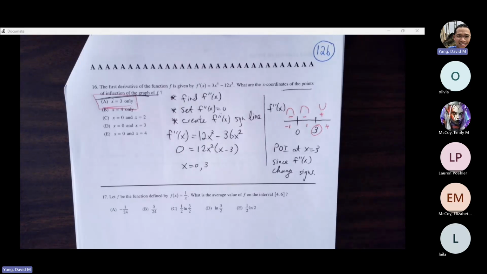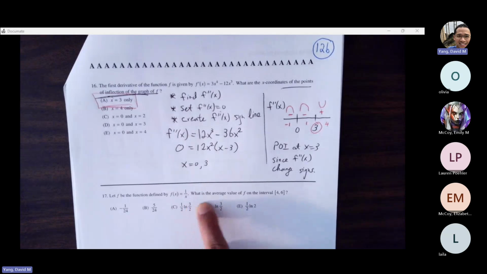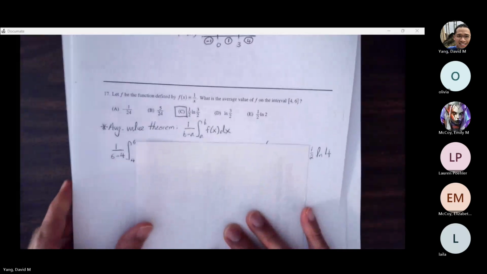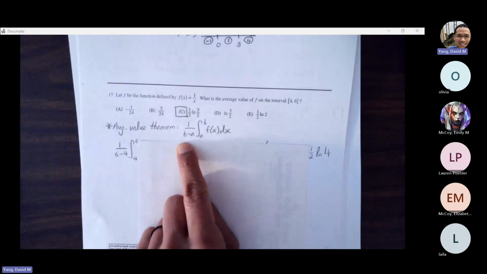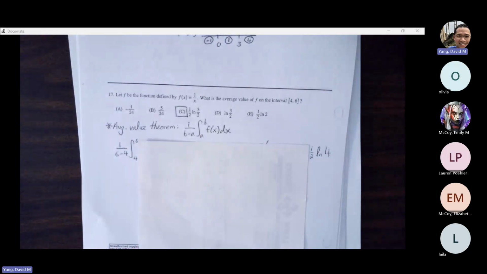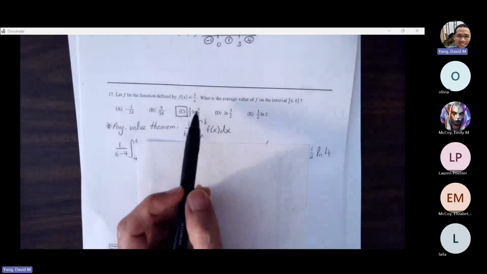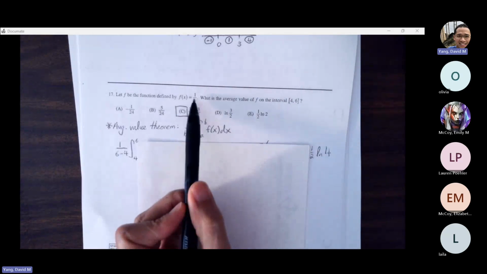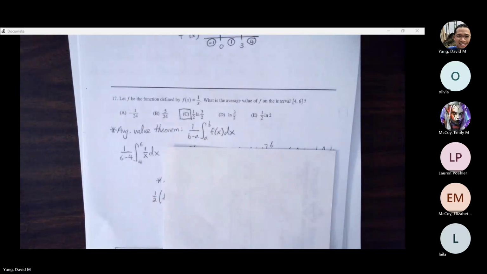Seventeen. Let f be the function defined by y equals 1 over x. What is the average value? So average value, we should be connecting that with average value theorem. Now, once we identify that formula for average value theorem, we're just making our substitution, replace our a's and b's with 4 and 6, replace our f of x with 1 over x.